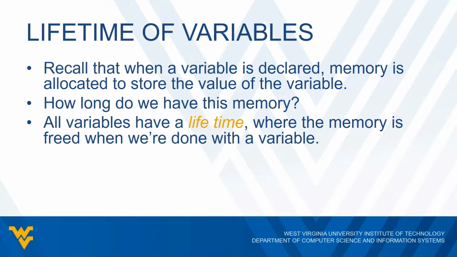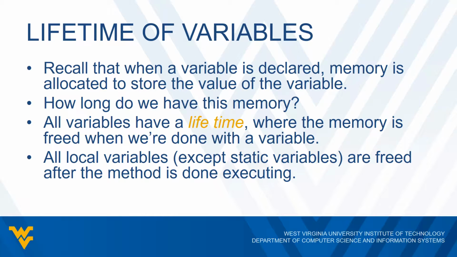So what is the lifetime of a variable? Well, it depends on where it's declared. So for example, all local variables, with the exception of static variables, which we'll talk about in just a minute, local variables are freed when we're done with a particular method. So we call a method, we declare a variable in there, we'll use the variable, and when we're done with that method, we know that we're not going to use any of those local variables anymore, so we can free up the memory and use it for something else.